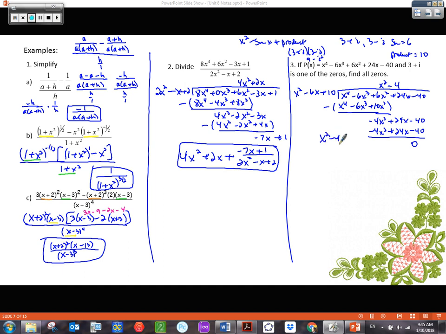x squared minus 4 equals 0. I mean, we don't even have to do anything. Can't we see what that is? We've got so much experience with this. So we're going to find all the zeros. The zeros are 3 plus or minus i. Those are 2 of the zeros. And the other zeros are plus or minus 2. And for me, that's a much quicker, easier way than to do the synthetic division and deal with all the imaginary stuff. Okay? How are we with that? Is everybody okay? All right.